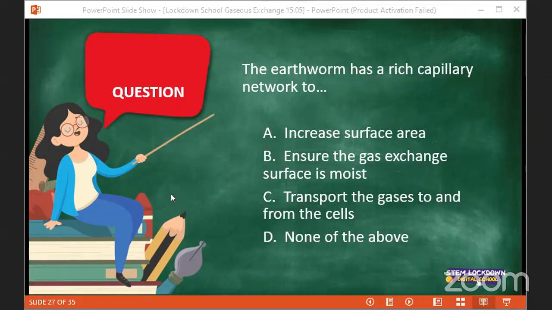All right, beautiful. So most of you guys said C. So yes, the answer is C. The rich capillary network found in the earthworm is to transport the gases to and from the cells. So it serves as a transport system.